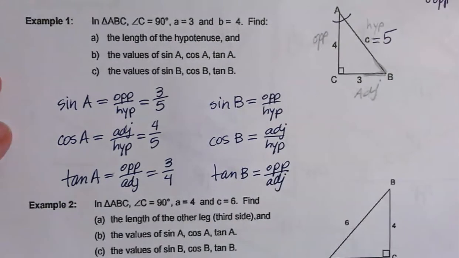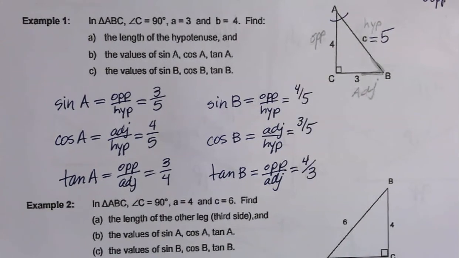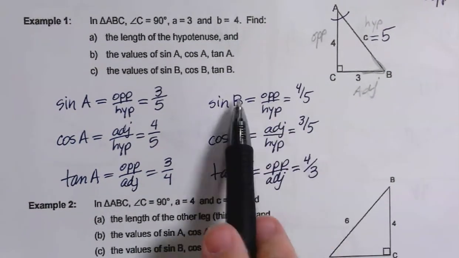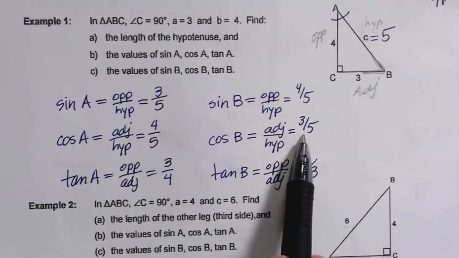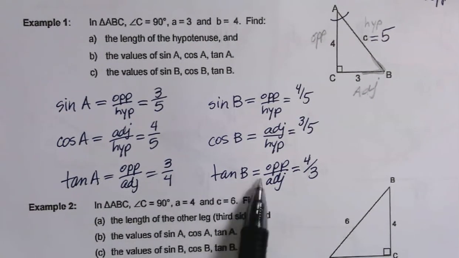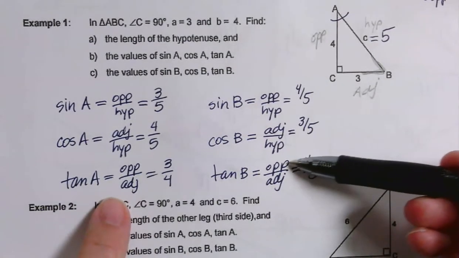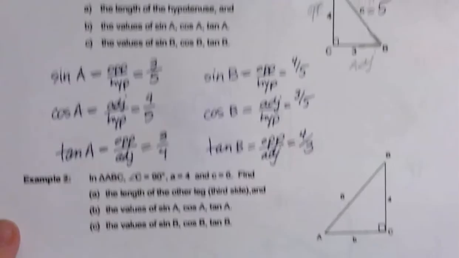If you're watching the video, pause the video for a second and try that. Okay, so this is what you get. And you would get the same thing if you went through and did opposite over hypotenuse carefully, or if you remembered that the sine of B is the same as the cosine of A, and the cosine of B is the same as the sine of A. And then the tangents are just reciprocals of each other, because opposite over adjacent here, that used to be the adjacent, and this used to be the opposite. So it's like flipping it over. Okay? Let's look at example 2.